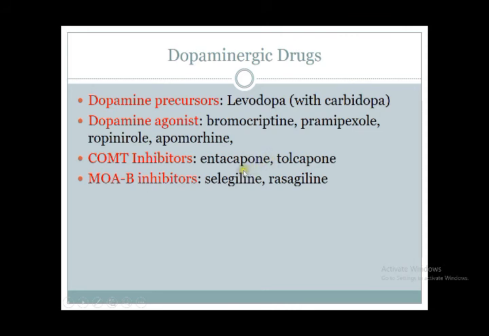COMT inhibitors, which are catechol-O-methyltransferase inhibitors, and monoamine oxidase B inhibitors are also drugs which inhibit the metabolism and breakdown of dopamine. Basically, when they are inhibited, there will be more dopamine in the brain. COMT inhibitors include entacapone and tolcapone. Sometimes they are used in combination with levodopa. And selegiline and rasagiline are the monoamine oxidase B inhibitors. So these are all dopaminergic drugs.